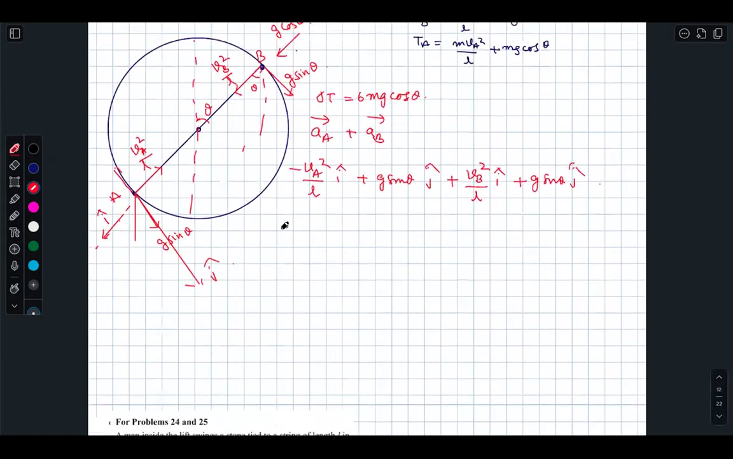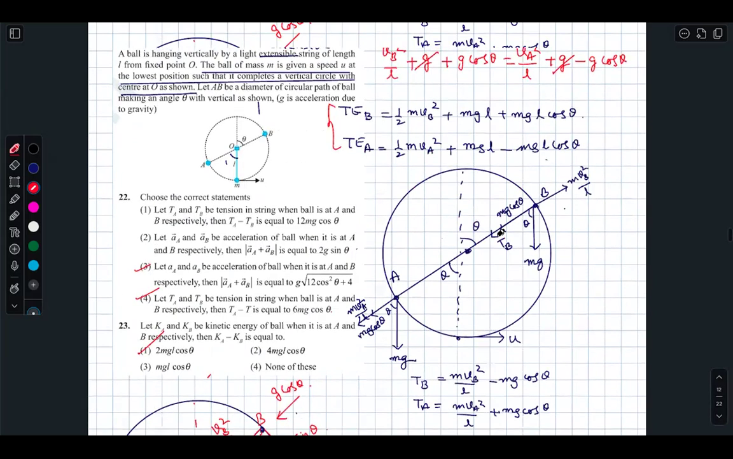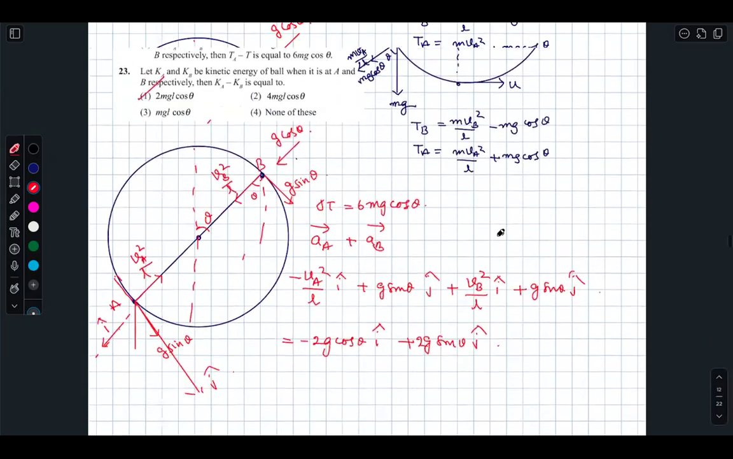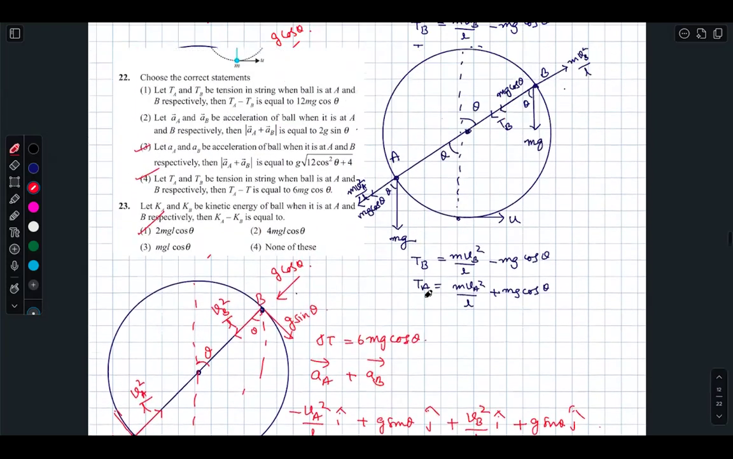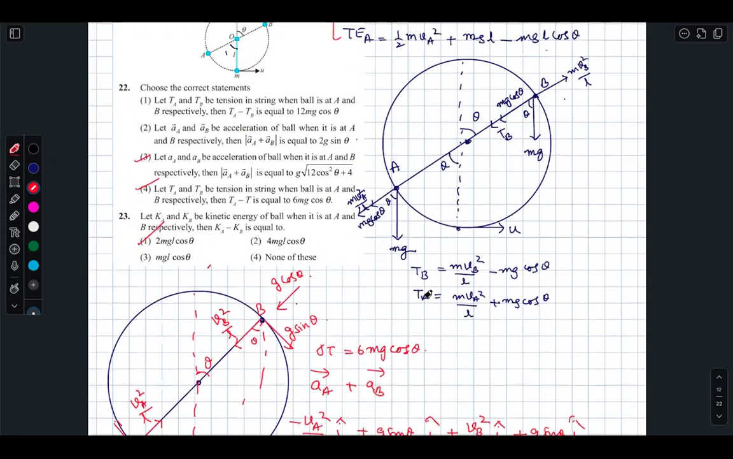So honestly, you got minus 2g cos theta i cap plus 2g sin theta j cap. Who asked you? No one. They asked magnitude only. So to answer magnitude, take the square root of a square plus b square. You'll get that particular answer. I answered 3 as well as 4.